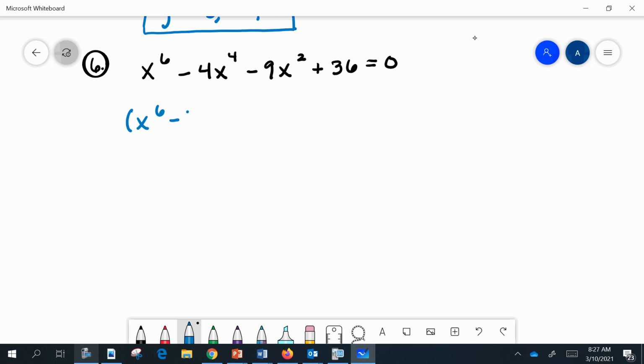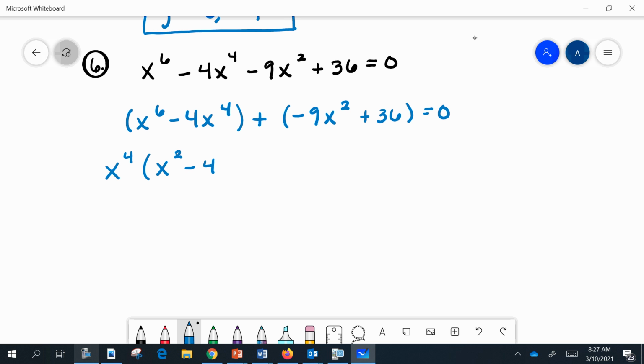Let's group the first 2 terms. And again, we want to always combine our 2 groups with a plus sign, which means our second group is negative 9x squared plus 36. And let's take out that GCF from each term. This time, the GCF is x to the 4th, which is going to leave us with x squared minus 4 left over. Now, what about from this group?